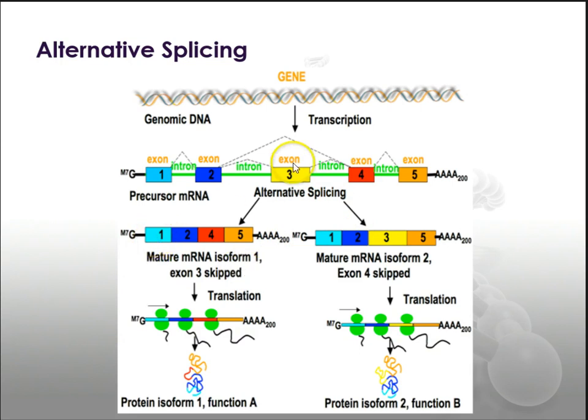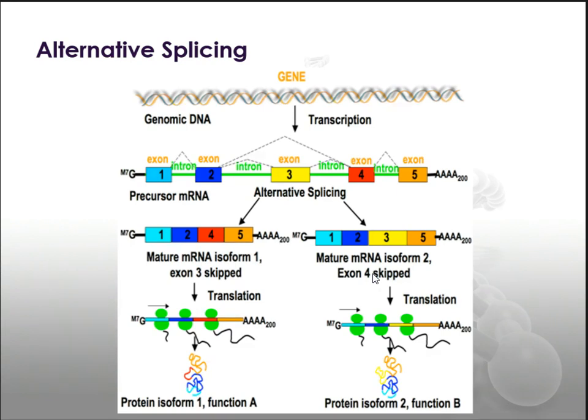In this case, exon 3 is actually excised. It's cut out. So you only have 1, 2, 4, and 5. That makes 1 gene. Here, you're going to lose 4, right? And so this is a different mRNA. It's going to make a different protein. And that's actually really cool, and it allows for a lot of flexibility.